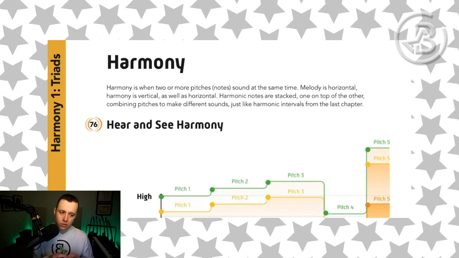Melody is horizontal. We have one note at a time. It happens first note, second note, third note, fourth note. Whereas harmony happens vertically because we stack notes on each other, just like a harmonic simple interval where we had those note heads right on top of each other.